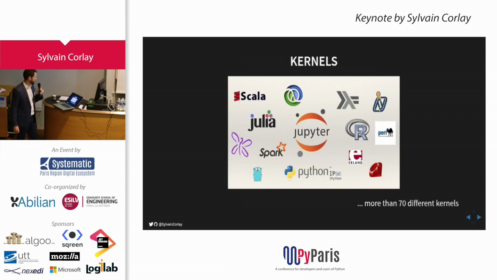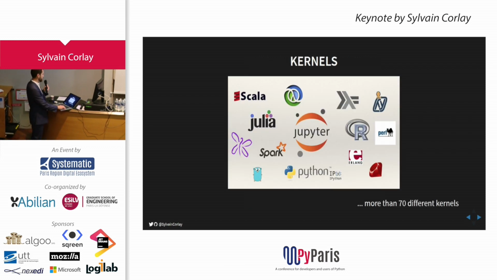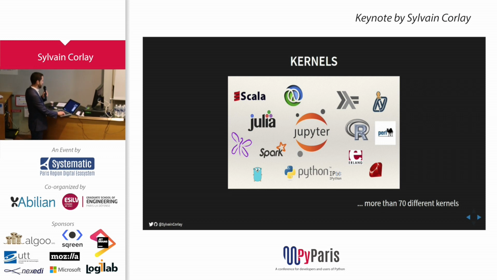So kernels are available for Scala, Julia, Spark, R, Perl, Python, Ruby. They don't all have the same level of support and features, but the basic features are there for all these languages.